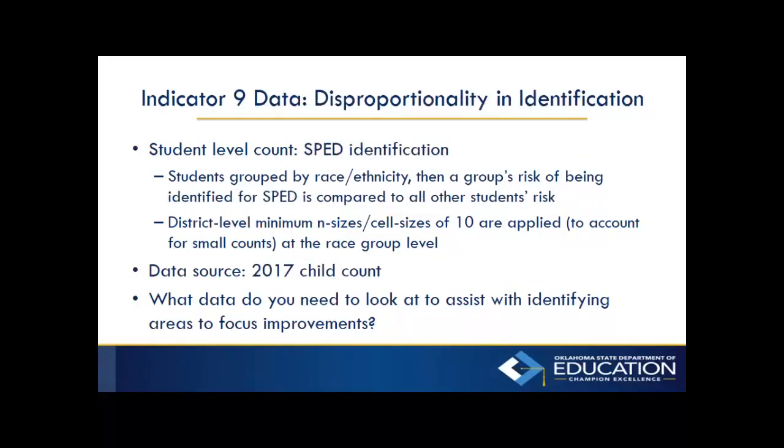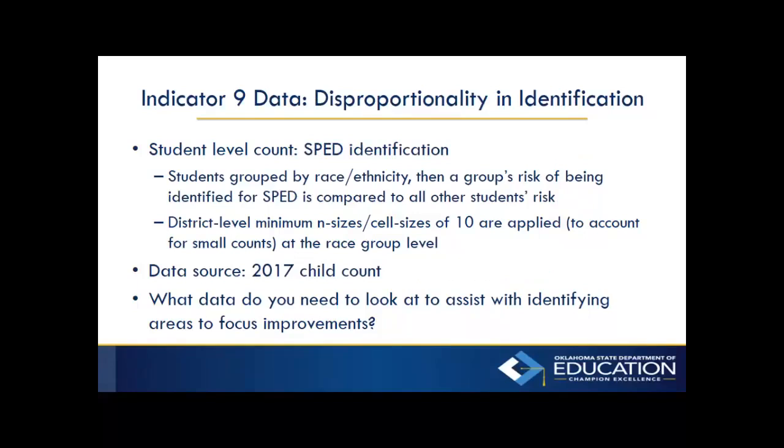For indicator 9, disproportionality and identification, this again is a student level count. We group students by race or ethnicity, and then we calculate that risk of being identified for special education compared to all other students' risks. Again, we have a minimum N size and cell size of 10. So if you don't have more than 10 students in special ed in a particular racial or ethnic group, then that risk ratio is not calculated for that group, okay? So each group has to have a minimum of 10 for that to be counted.